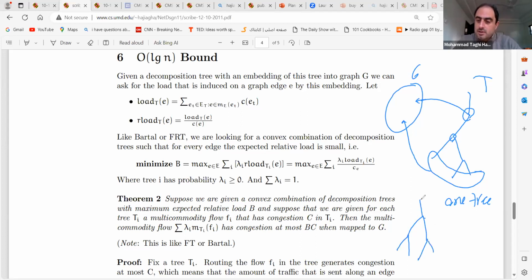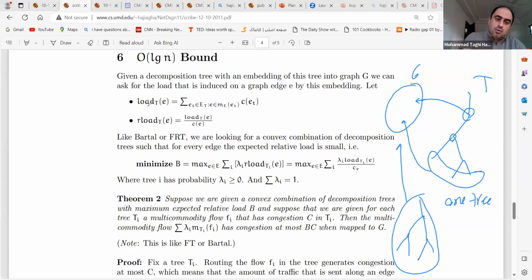Here you can have a Steiner tree or no Steiner tree. That would be much easier if there is no Steiner point. So this set of vertices would be exactly the set of vertices of G. But in both cases, we needed to define these two concepts. This corresponds to the concept of distortion that we defined for Bartal or FRT embedding.